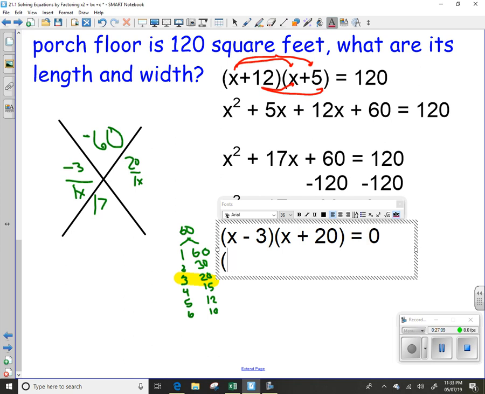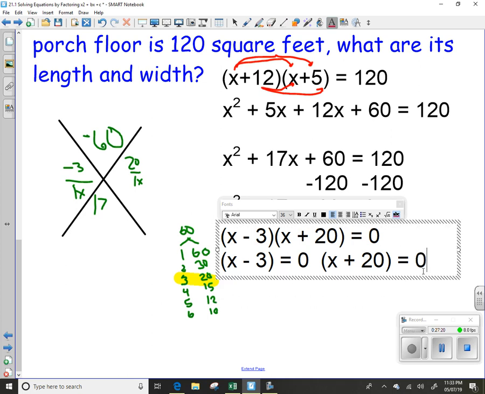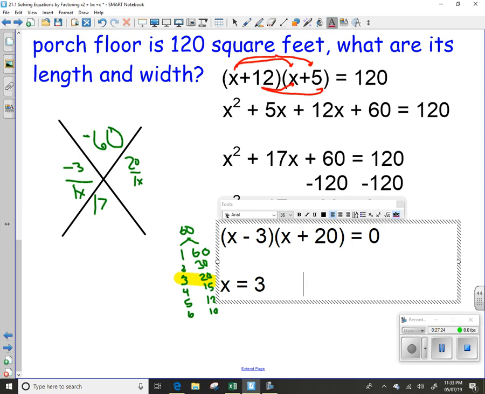Remember, I'm setting up each parentheses now to solve. I'm setting them both equal to 0: x minus 3 equal to 0 and x plus 20 equal to 0. And I'd solve both of those. On this one, I'd add the 3 to both sides, so I'd get x equals 3. Here I'd subtract the 20 on both sides, so I'd get x equals negative 20.